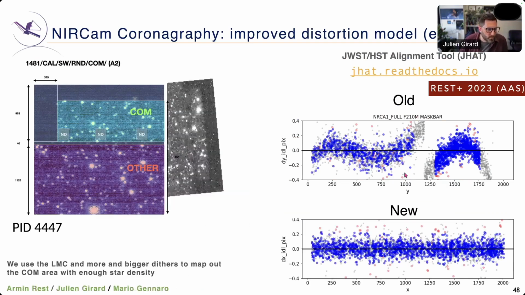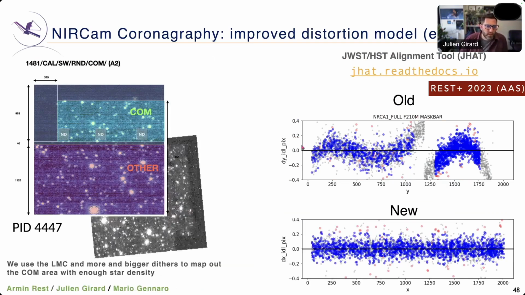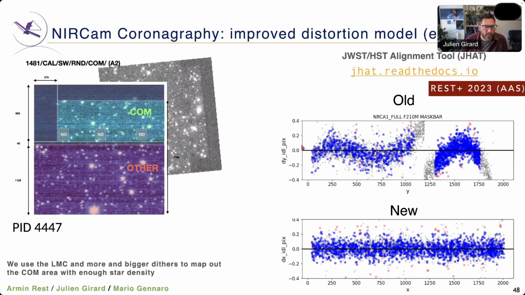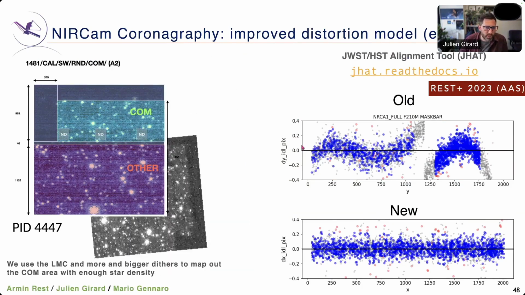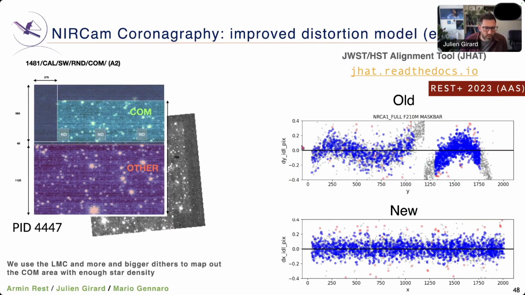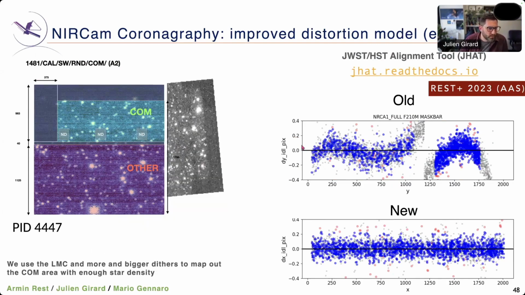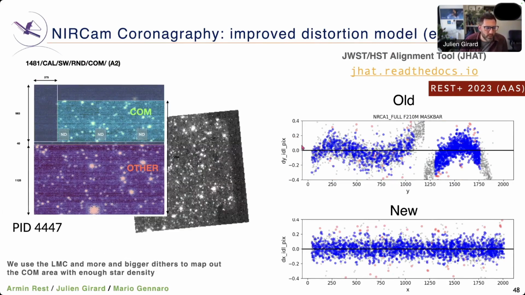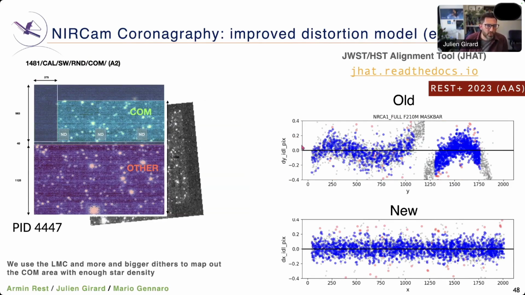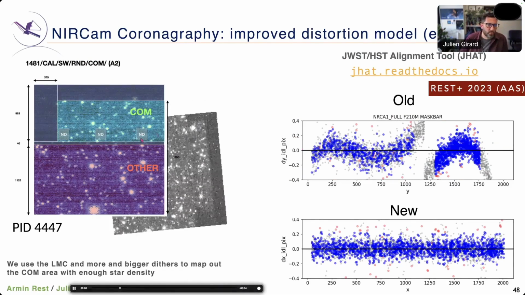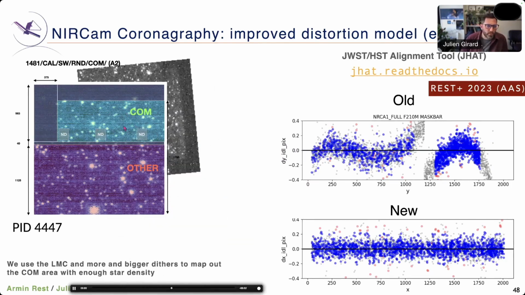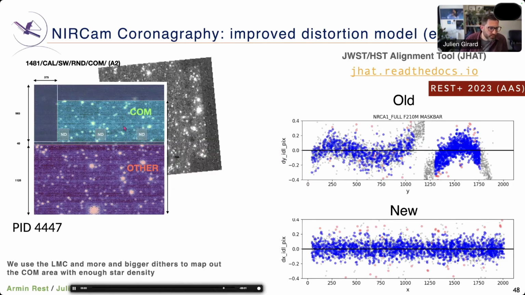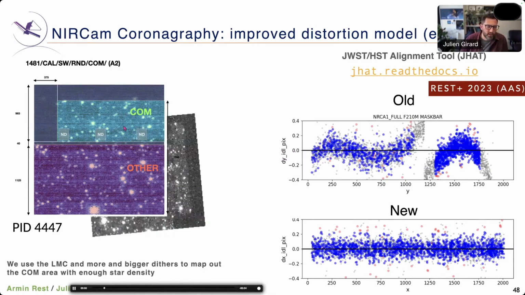Another thing I'm working on since a while now is actually to improve the distortion model. If you already used on-sky data, you may have noticed that the WCS is not correct for coronagraphy, and the distortion model is okay, but we have basically 5 to 10 milliarcseconds distortion residuals in the coronagraphic area where our subarrays for coronagraphy are. So I'm trying to do a better job so that soon, in principle, we'll have a better WCS and distortion.